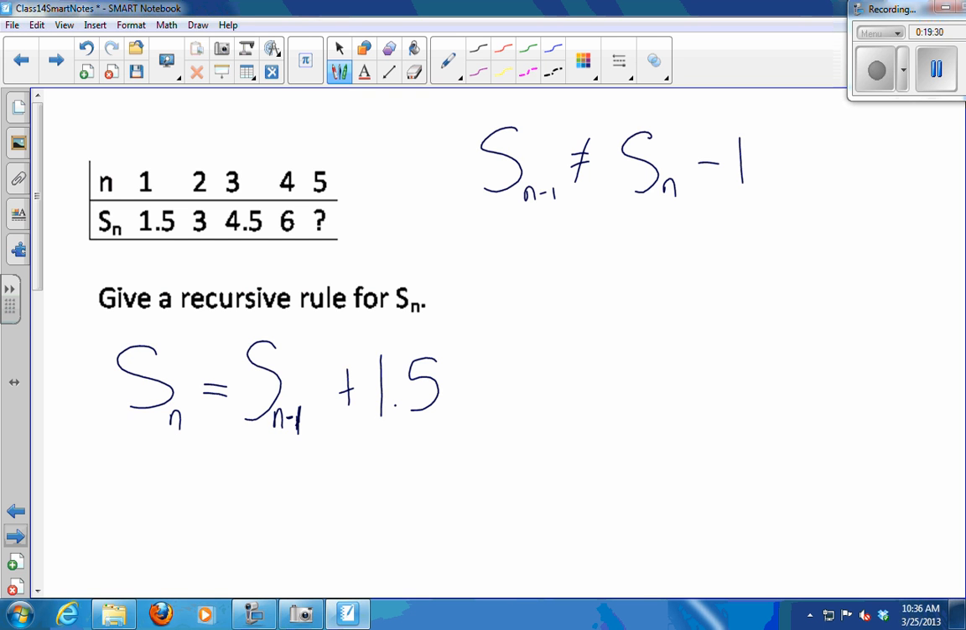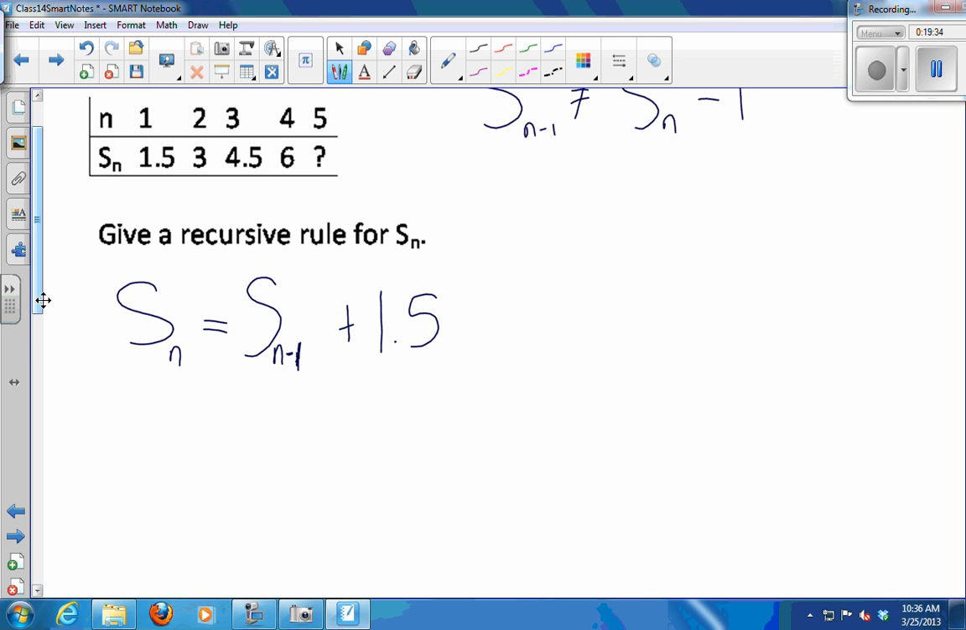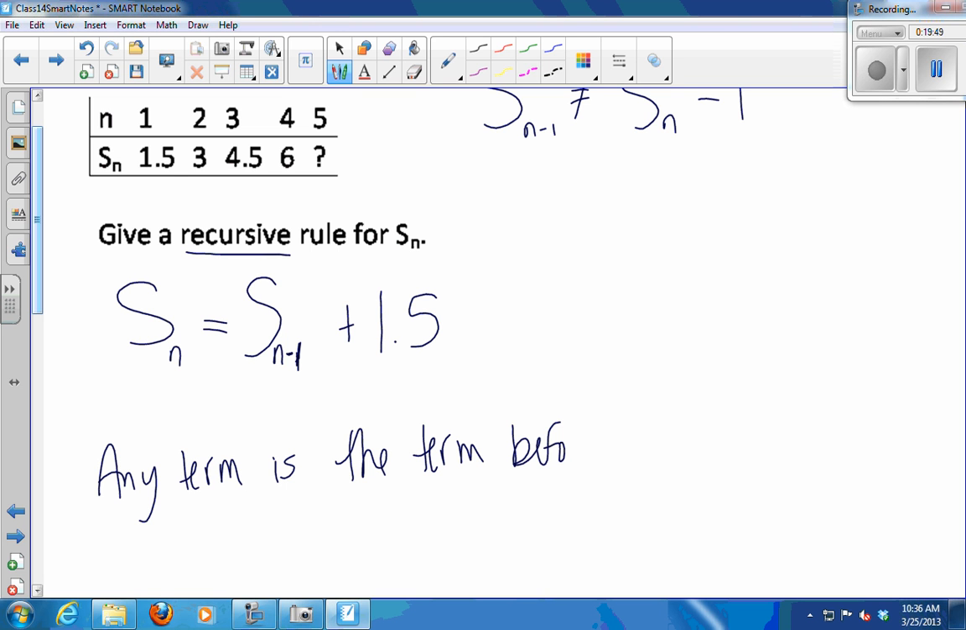So this is my recursive rule. Sometimes it helps to write this out in English before you try to write the symbols. Like recursive rule, I would say any term is the term before it plus 1.5. Then try to translate it to symbols.